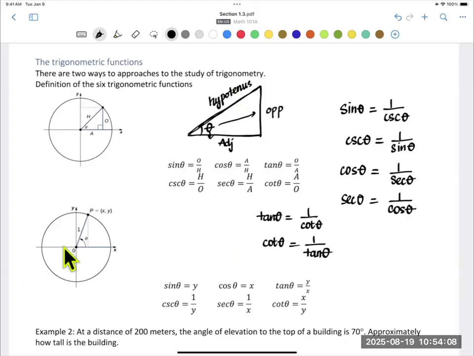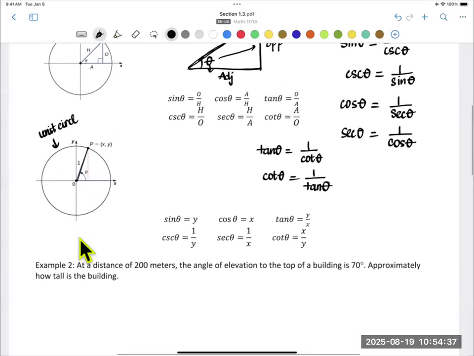Even if you use the circle to define the trigonometry functions, it's going to be the same thing. For the circle right here, you don't see the denominator for sine theta, because this stands for the unit circle. The radius is actually 1. So this is the unit circle, and the radius, or the hypotenuse, is always equal to 1.